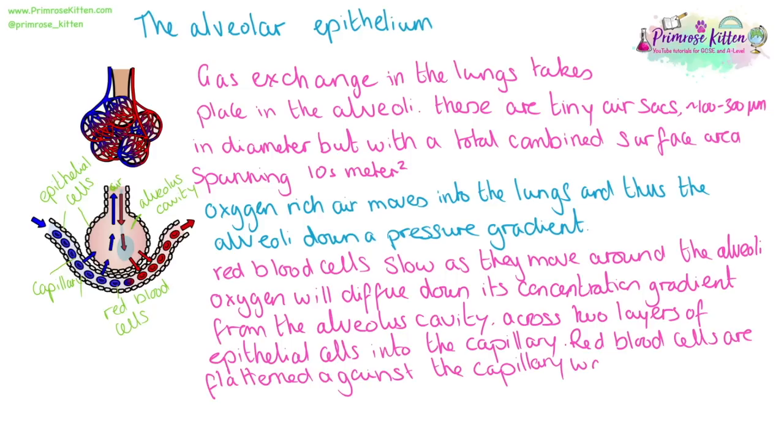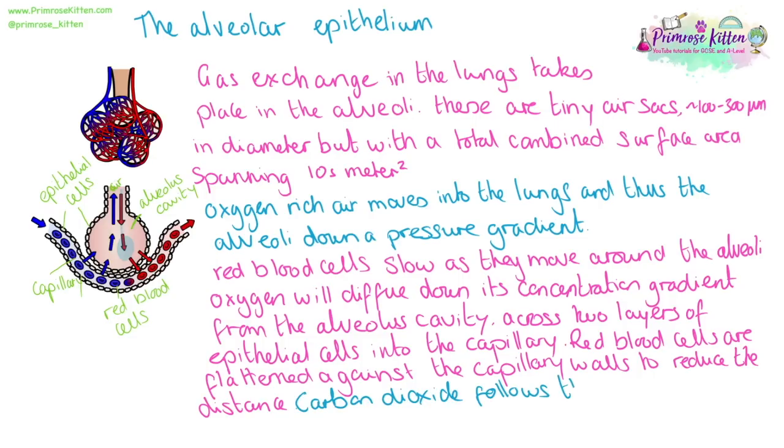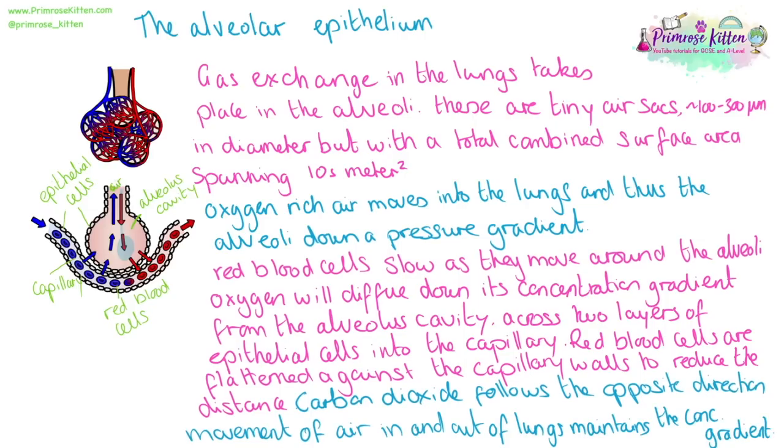Red blood cells are flattened against the capillary walls to reduce the distance needed for diffusion. Carbon dioxide follows the opposite pathway. The movement of air in and out of the lungs maintains the concentration gradient.